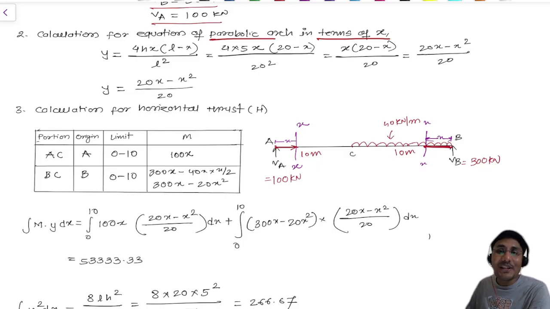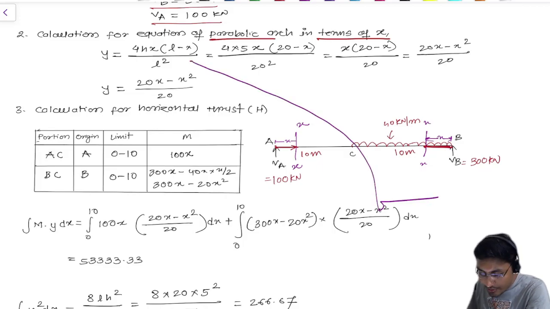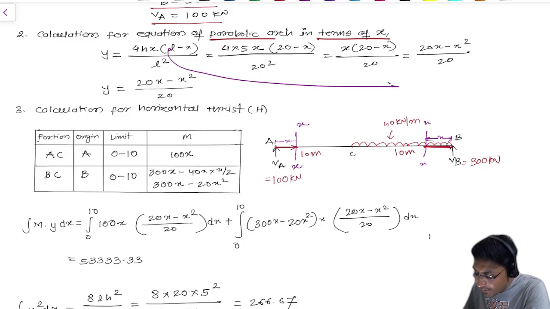So that curve we need to identify, and how do we do that? That's a very easy and simple step. For that you just need to learn one formula, which is y equals 4hx in bracket L minus x divided by L square. So I'll just write this formula here, which is y equals 4 into h. H is what? The height.